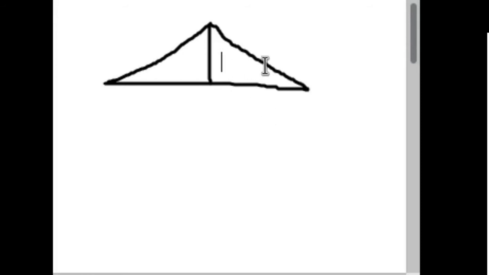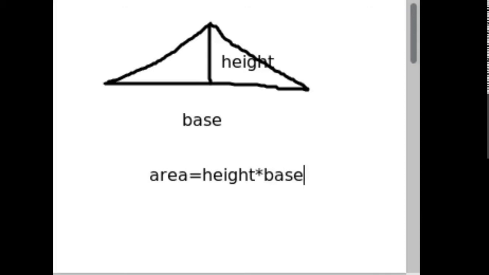As I remember, if I happen to know the height of a triangle, you might happen to know the length of the base. So this is the base of the triangle. Then the area of a triangle can be calculated like this: the height into base divided by 2.